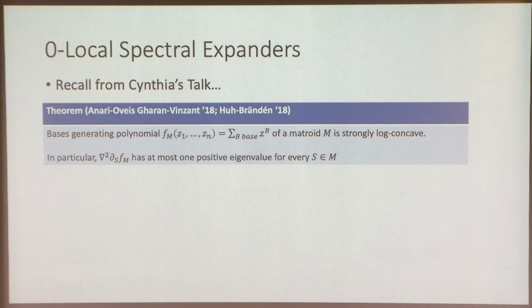You can also recall from, I think, Cynthia's talk, or I think also Junha's talk, we know that the basis generating polynomial of any matroid is strongly log-concave, or completely log-concave, or Lorentzian. Okay. So in particular, as I said earlier, the Hessian of every derivative has at most one positive eigenvalue.